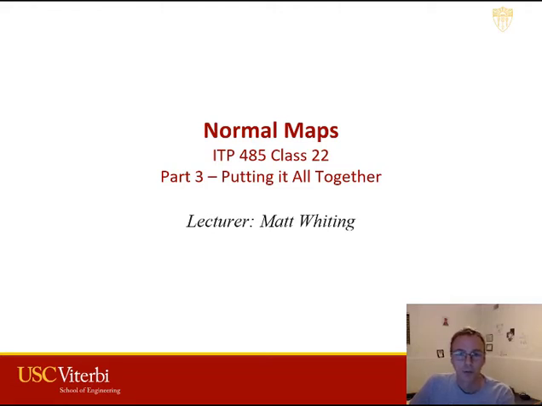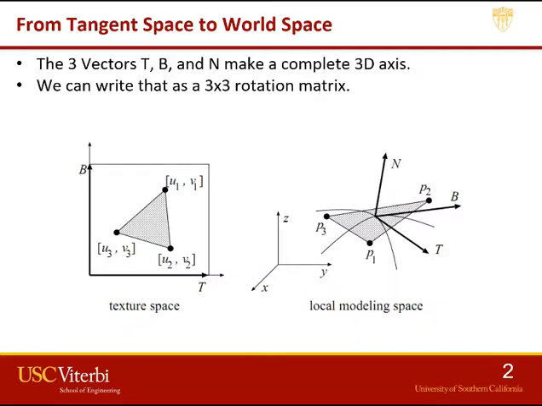All right, here we are in part 3. We've got our normal maps and we've got an understanding of tangent space now. So let's put it together to transform our normal map out of tangent space into world space and do the lighting for real. As a review, we have 3 vectors now in model space.